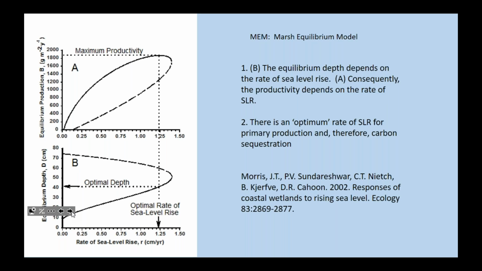Now, what this tells you qualitatively is that the equilibrium depth depends on the rate of sea level rise. Consequently, the productivity depends on the rate of sea level rise. There's an optimum rate of sea level rise for primary production, and therefore carbon sequestration. That is a really cool idea. So that's what we got out of that really simple model.